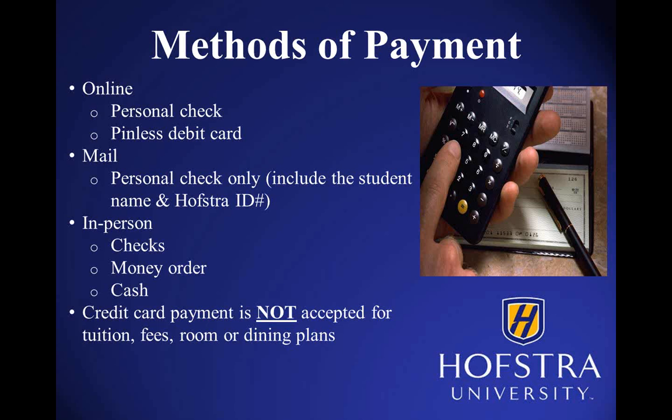Moving on to methods of payment at Hofstra University. Online, we accept payment by personal check and pinless debit card. By mail, personal check, and please be sure to include the student name and Hofstra ID number. In person, you may make payment by check, money order, or cash. And please note that credit card payment is not accepted for tuition, fees, room, or dining plans.